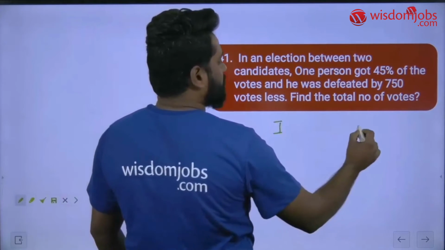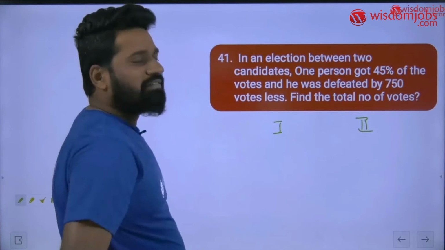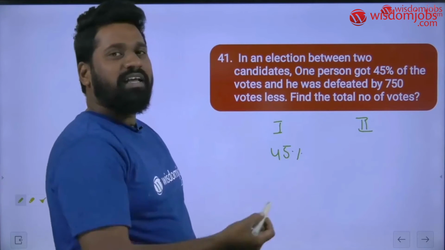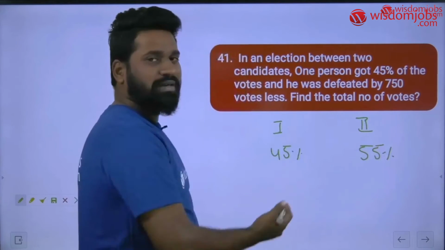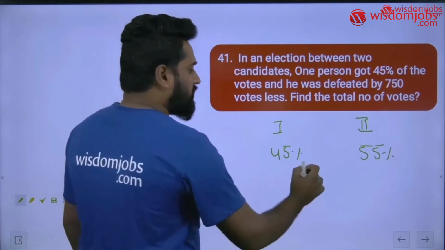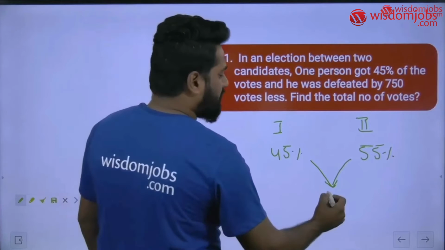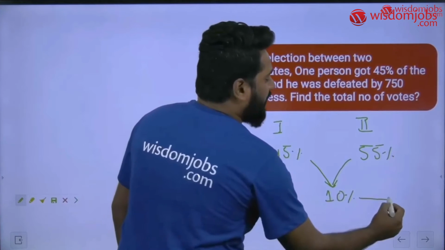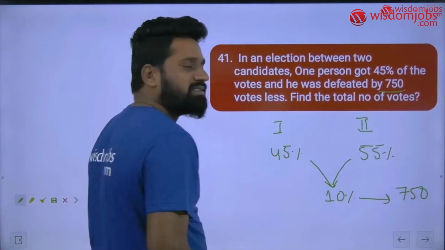First person, second person, and one person got 45% of the votes. So definitely the second person got 55% because that is the remaining votes. 45 plus 55 becomes 100% of the votes. Right? And next we can take the difference between these two, 45 and 55. What is the difference here? 10%. This is the difference of votes in terms of percentage, and the difference of votes in terms of number is 750. Both indicate the same meaning, right?